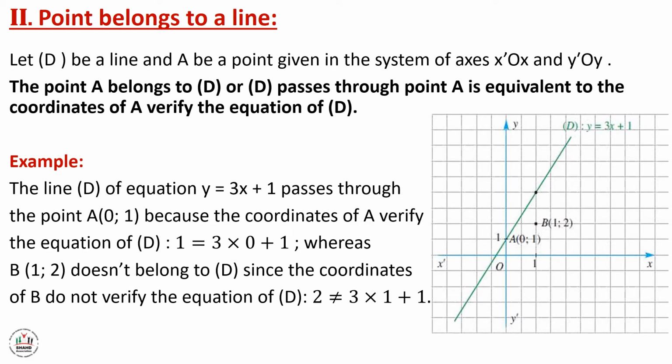The ordinate of point B is equal to 2, so we denote y by 2, and the abscissa of point B is equal to 1, so we substitute x by 1. It becomes 2 equal or not equal, we don't know yet. So 2 equals 3 times 1 plus 1. 3 times 1 equals 3, plus 1 equals 4. So 2 does not equal 4, and B does not belong to line D.